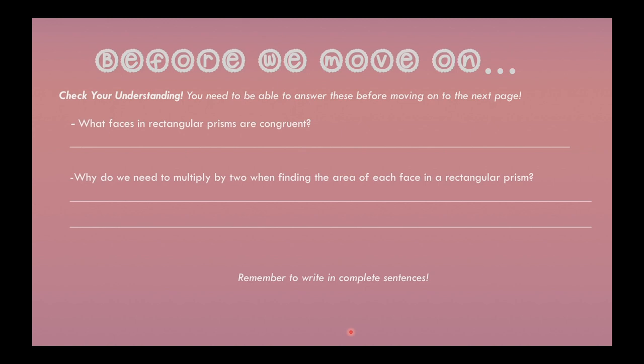That's in your notes. It's also in the notes on that last slide we went over. And why do we need to multiply by 2 when finding the surface area of each face in a rectangular prism? Remember to write these answers in complete sentences. I'd recommend pausing this video, make sure those are answered, send me a picture of your excellent responses, and then we'll move on to our first practice round.